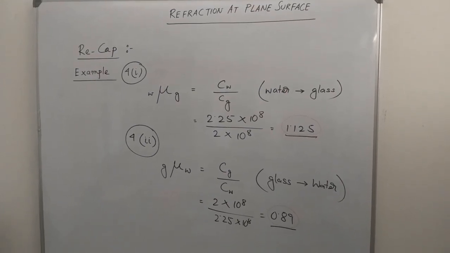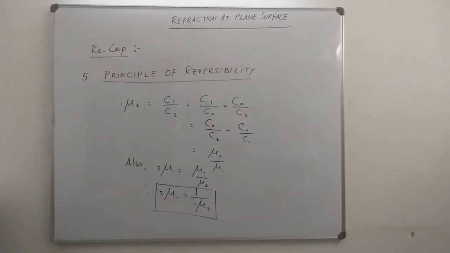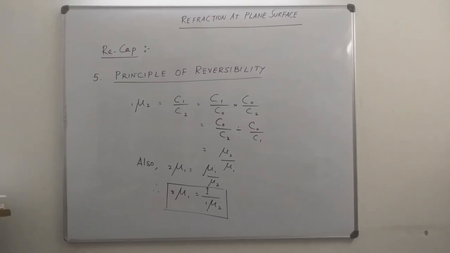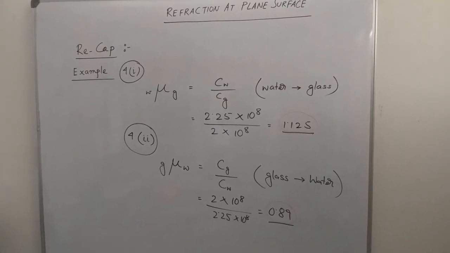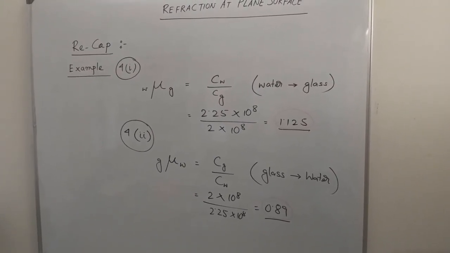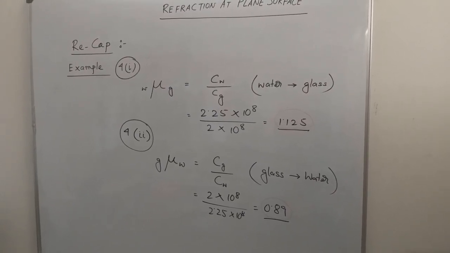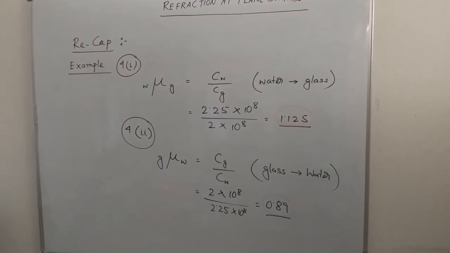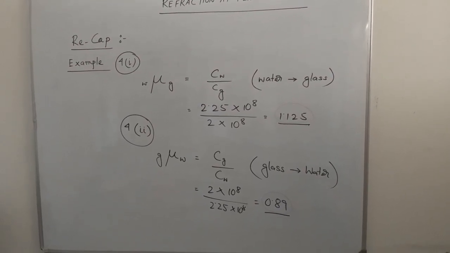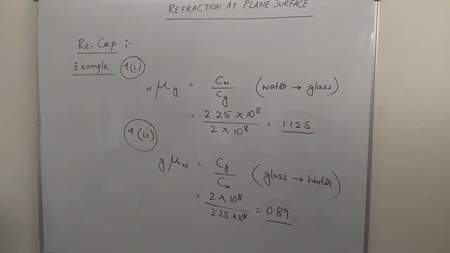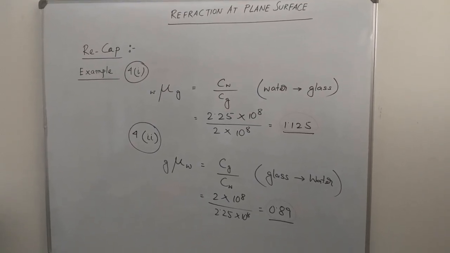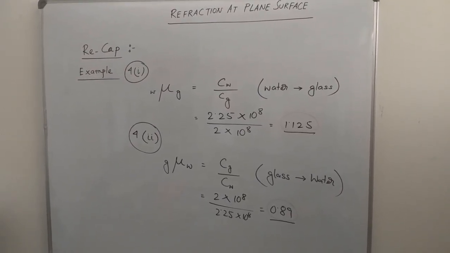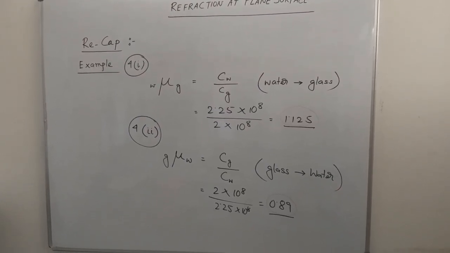Here you can see one example that I have done based on the refractive index. The definition of refractive index is very simple. As you know, it is the ratio of speed of light in the first medium, from where the light is coming, with respect to the speed of light in the medium where light is going. So if we want to calculate the refractive index of glass with respect to water, that means we are assuming that light is coming from water to glass.